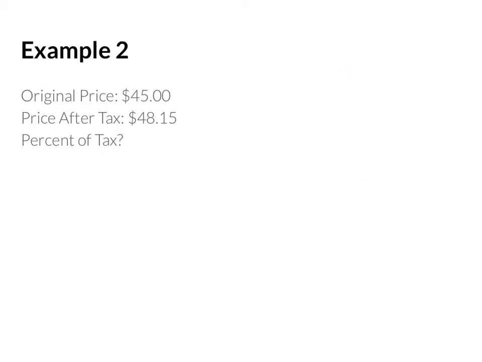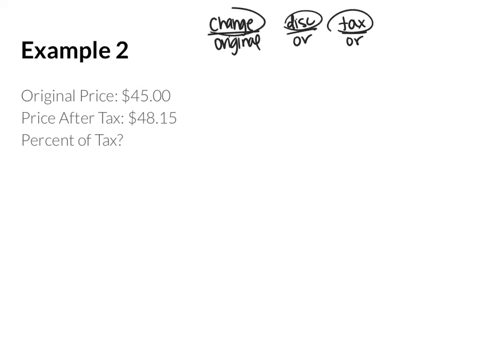Example 2, the original price is $45. The price after tax is $48.15. What is the percent of tax? Once again, we're using our same ratio of change to original. Now, in our last problem, we were comparing the discount to the original. And in this current problem, in example 2, we're comparing the tax to the original. But tax and discount are just another way of saying how much the price of an item has changed.